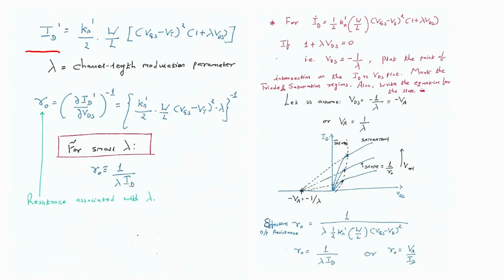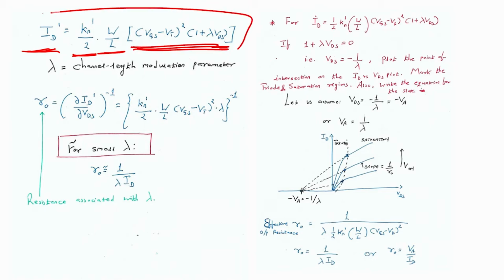So, ID dash equals Kn by 2 W by L (VGS minus VT) into (1 plus lambda VDS). This is my formula when I consider the channel length modulation parameter. When I consider the channel length modulation parameter, I get this particular formula for the drain current.